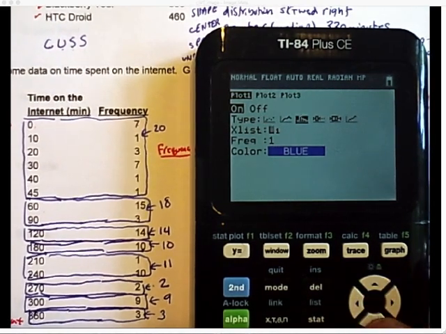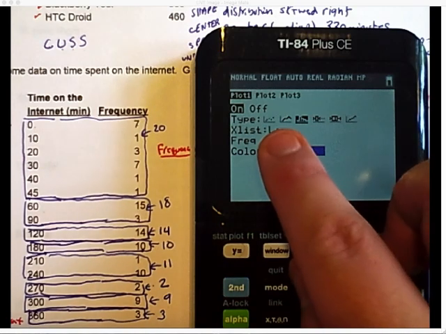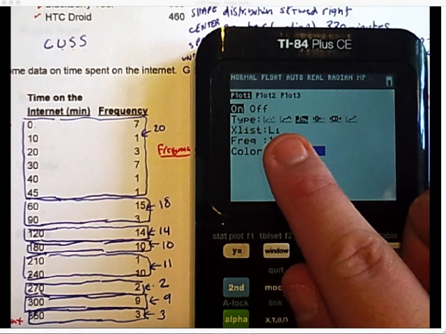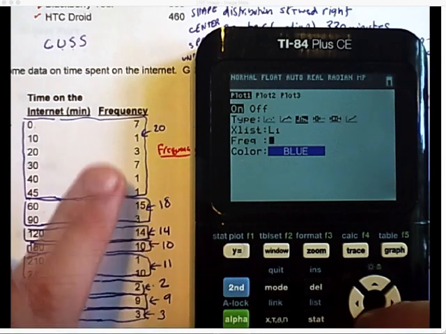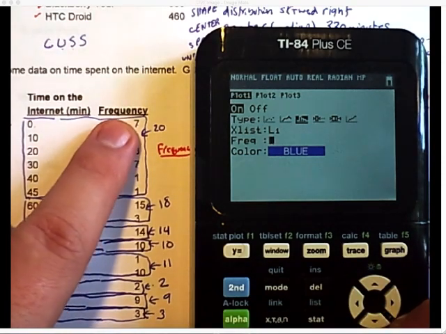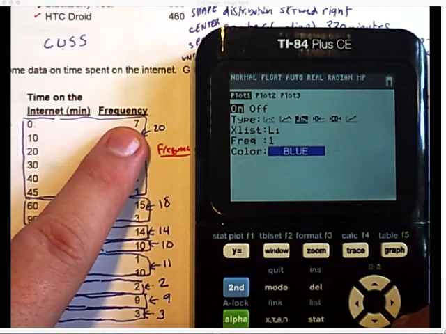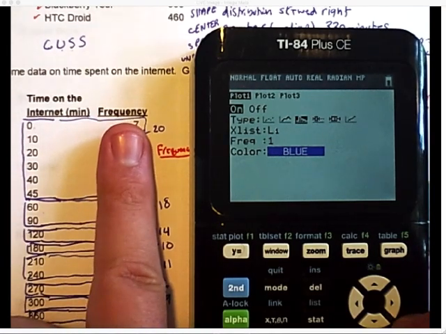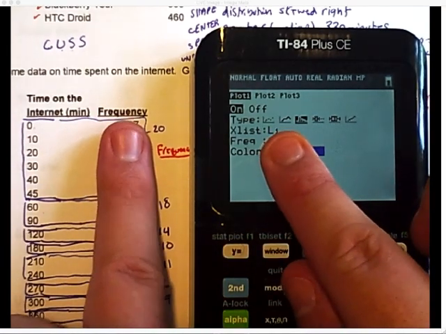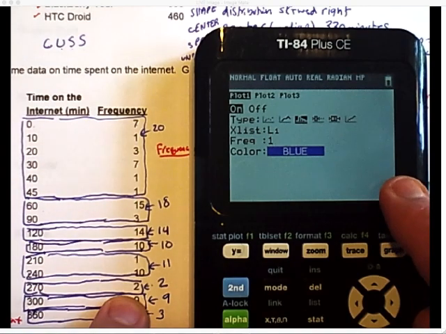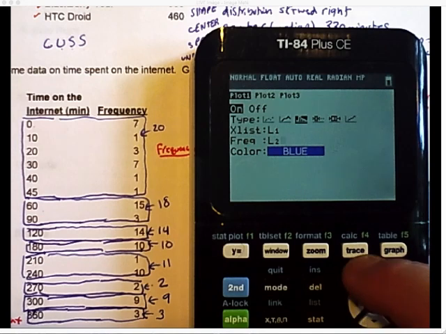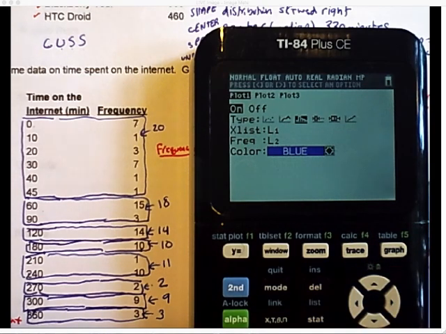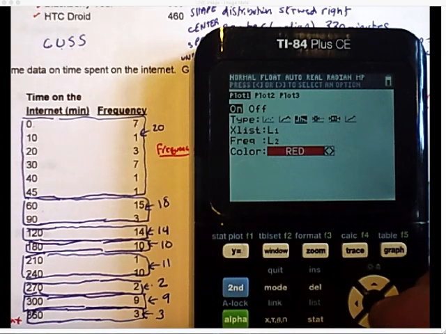Okay. Now they're asking me, where is your data? Where is the time on the internet? Which list is that in? That's in list 1. For our particular problem, we have frequencies as well. So if I didn't give you the frequencies, you would leave this as 1. But if you have a frequency column, then you need to put that into list 2, which we did. And now the easiest way to get a good histogram, you can make it whatever color you want. Okay?